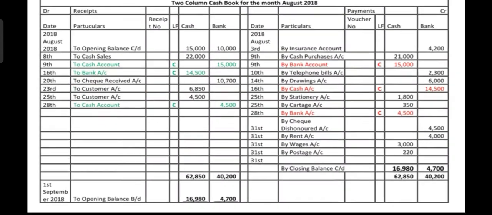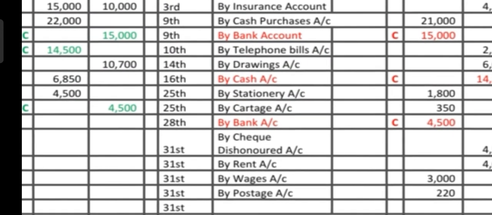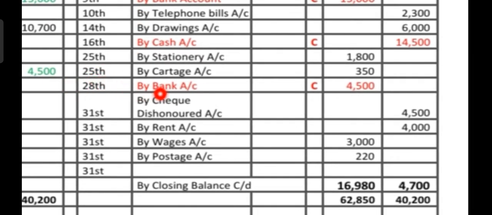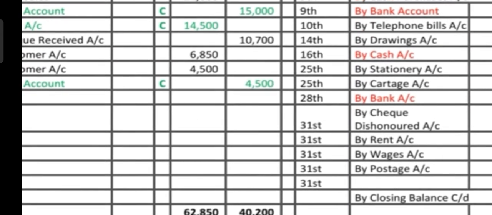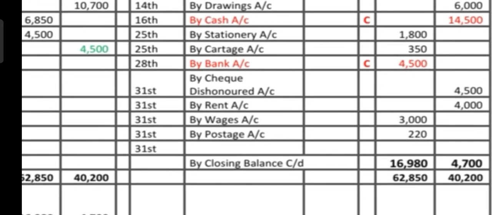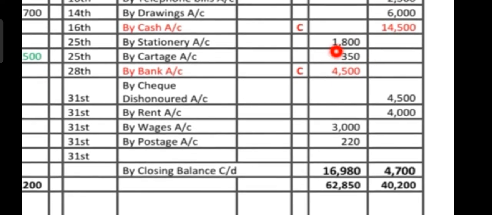What happened? See, on the 28th, first we are reducing the cash amount, because on the previous day, the 25th, we increased the cash balance by 4,500 rupees, even though we received it in the form of a check. Now on the 28th we are depositing this same check into the bank. That's why in the cash column we need to reduce 4,500 rupees, and that's why we are recording this under the payment side. This is one of the contra entries.